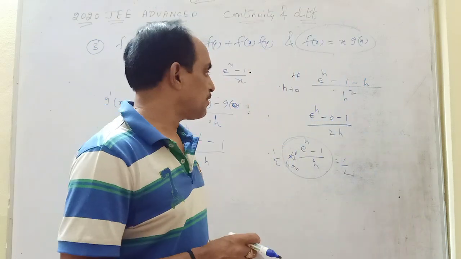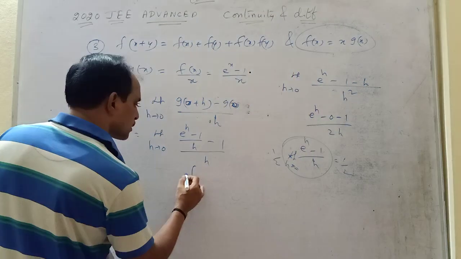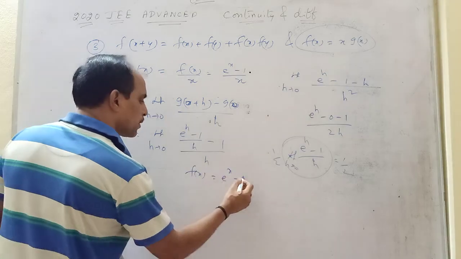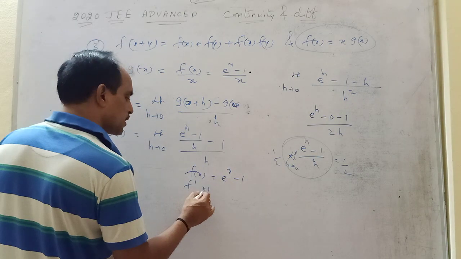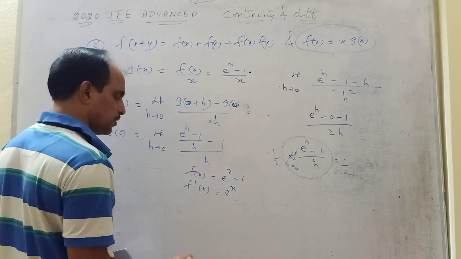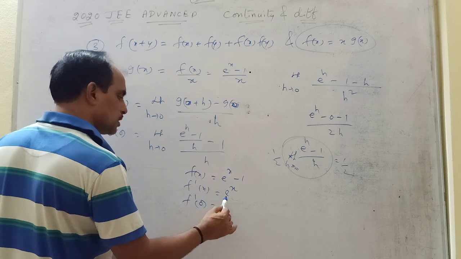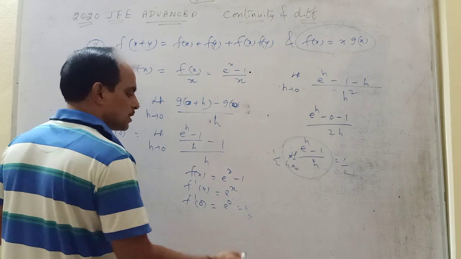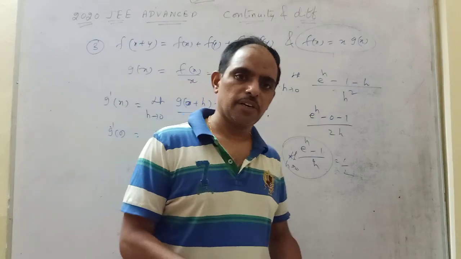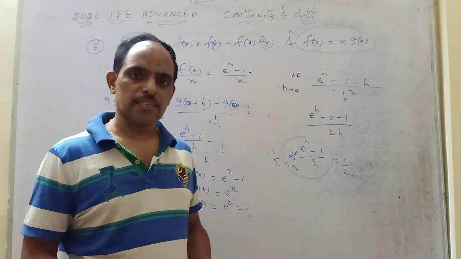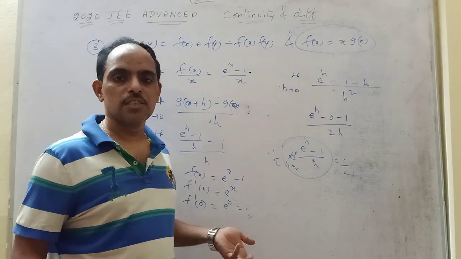And the fourth option is that the derivative f dash of 0 is equal to 1. One more option, f dash of 0. What is f of x? That is e power x minus 1. f dash of x is nothing but e power x only. Now f dash of 0 is equal to e power 0, that is equal to 1. So the derivative of f at x equal to 0 is 1.